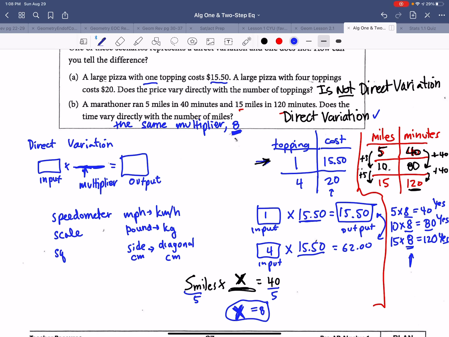Notice here, this is 1 times 15.5, which would equal 15.5. This is 4 times 5, which would equal 20. Here, it's a different multiplier.